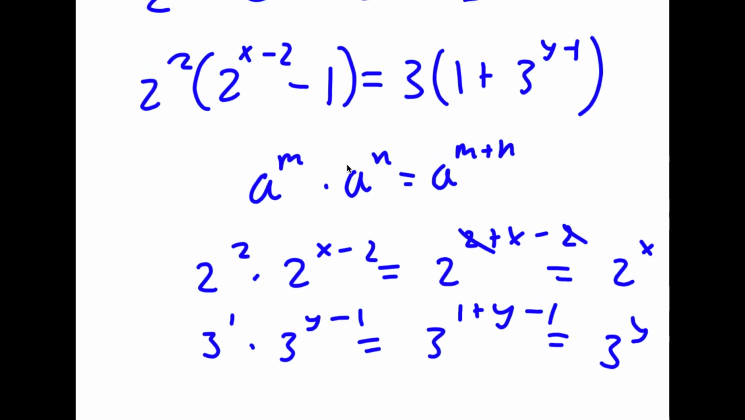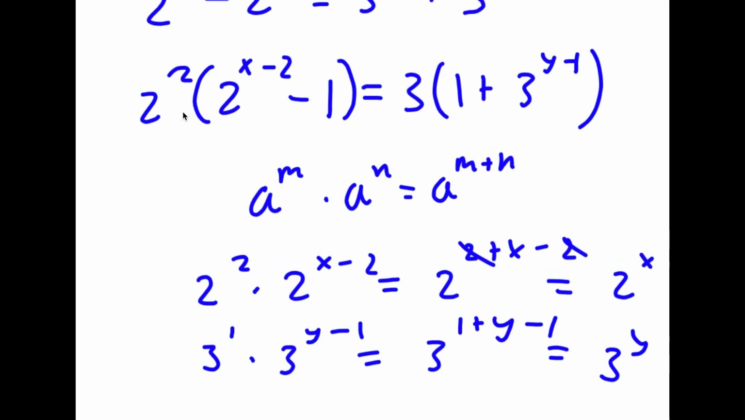So now, if you notice here, I have 2 squared times 2 to the power of x minus 2 minus 1 is equal to 3 times 1 plus 3 to the power of y minus 1. Well, 2 squared, this is going to be an even number, right? And 3, this is an odd number.